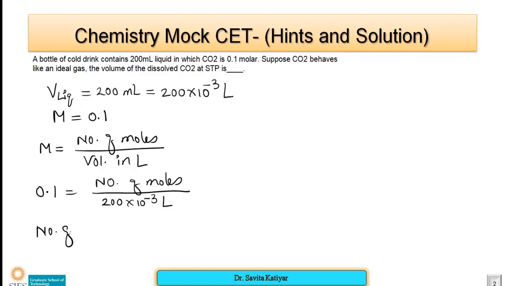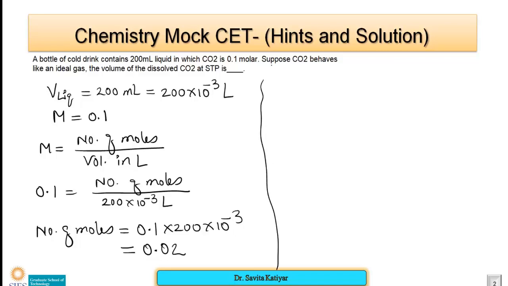So number of moles will be equal to 0.1 into 200 into 10 raised to minus 3, which is nothing but equal to 0.02. So number of moles of CO2 in 200 ml of the liquid, that is the cold drink, is 0.02. Now, the next thing given in the question is, suppose CO2 behaves like an ideal gas, the volume of the dissolved CO2 at STP would be what?